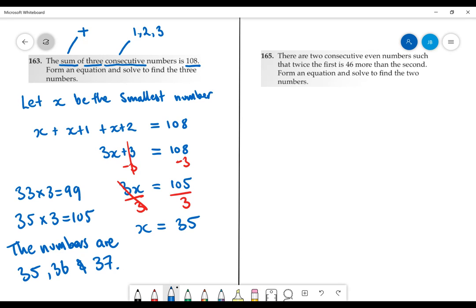And we're done. The next one, keywords here, consecutive once again, and even numbers. That's a little bit different. We have two of them, and twice, and 46 there. So we have two numbers. The first number is going to be, surprise, surprise, x, because they're consecutive, they're one after the other, but because they're even as well, they're actually going to be two apart. So x plus 2 is the other.